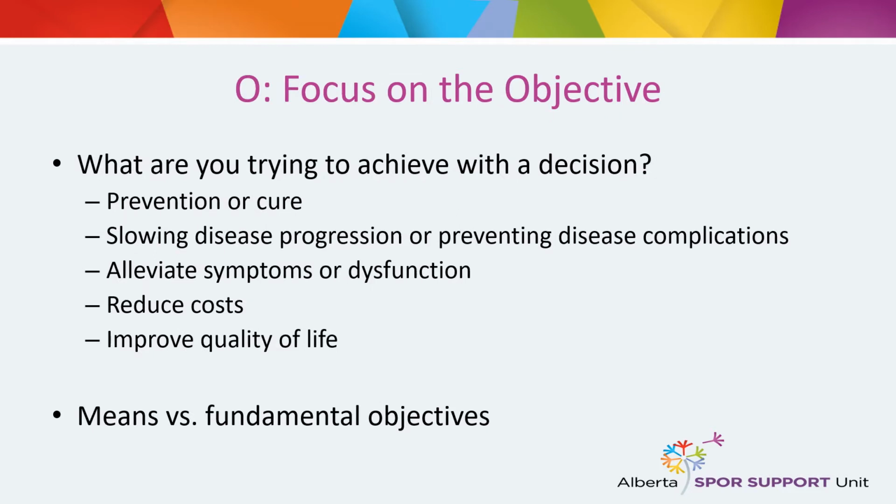Next is to clarify objectives. What are you trying to achieve with your decision? Are you trying to prevent an illness from happening or cure a certain disease? Are you trying to slow down disease progression or prevent disease complications? Are you trying to alleviate symptoms or dysfunction? Are you trying to save money? Are you trying to improve quality of life? We need to differentiate between means objectives and fundamental objectives.